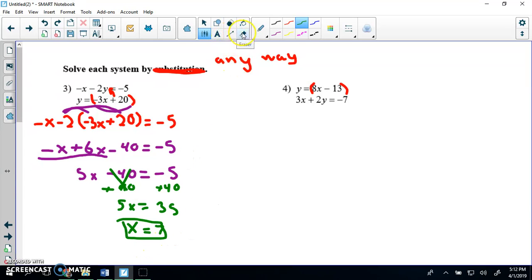All right, now that I already have that as 7, I can come back up here and say, all right, I'm going to take x. I know x is 7, and let's plug it. I'm going to plug it into that x.